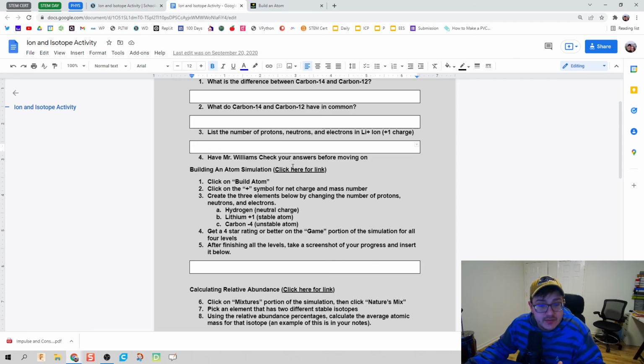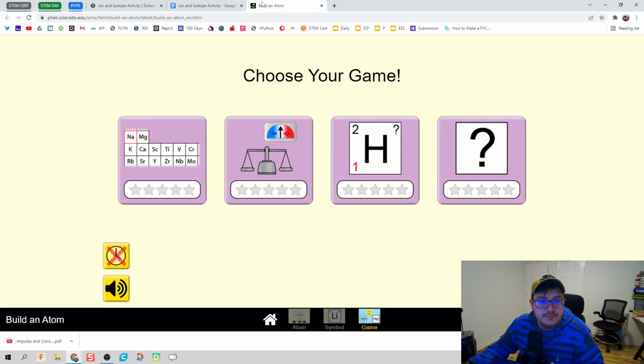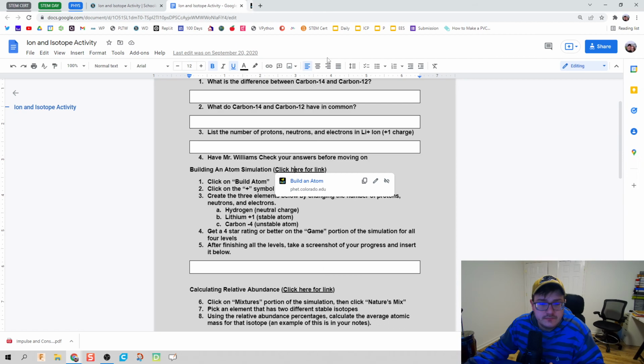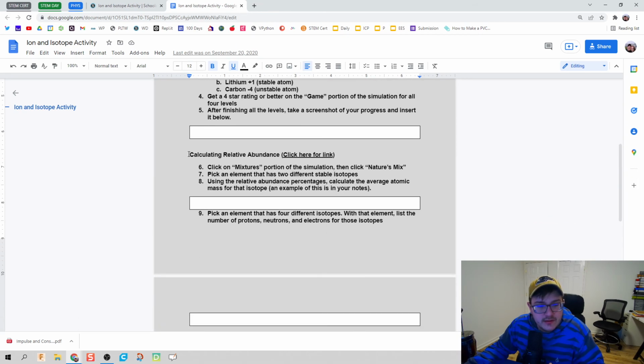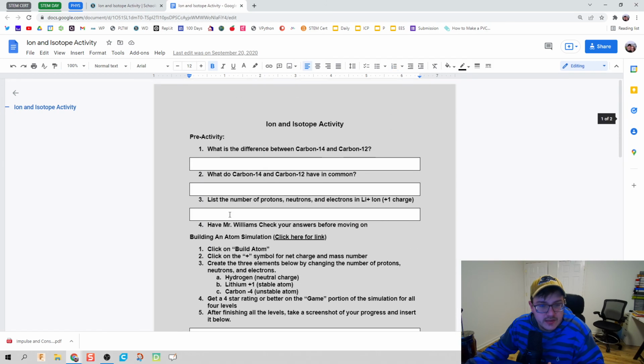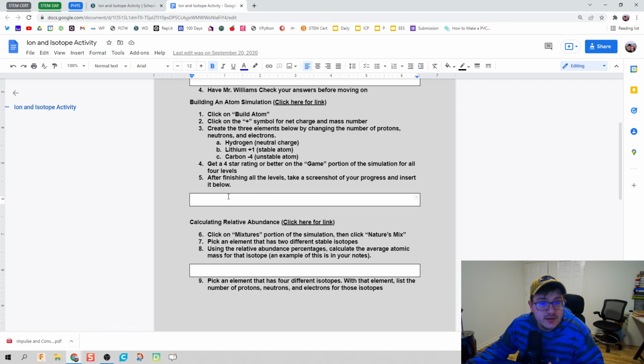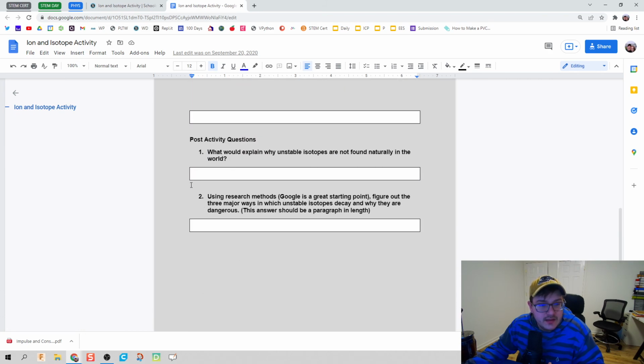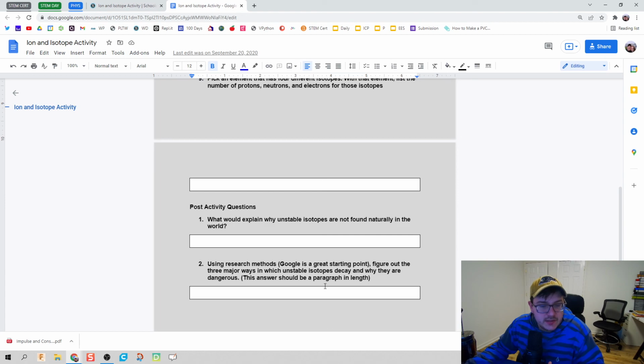Okay, as far as that building atom simulation, there's the link right here. It takes you right here. I want to see 4 stars for all 4 of these levels. Okay, as far as relative abundance, you actually aren't going to be doing that. So you can actually highlight it and delete it, and only have to do this bottom portion right here. So what I'm looking for is, for the pre-lab or pre-activity, a screenshot of your levels finished, and post-activity questions.